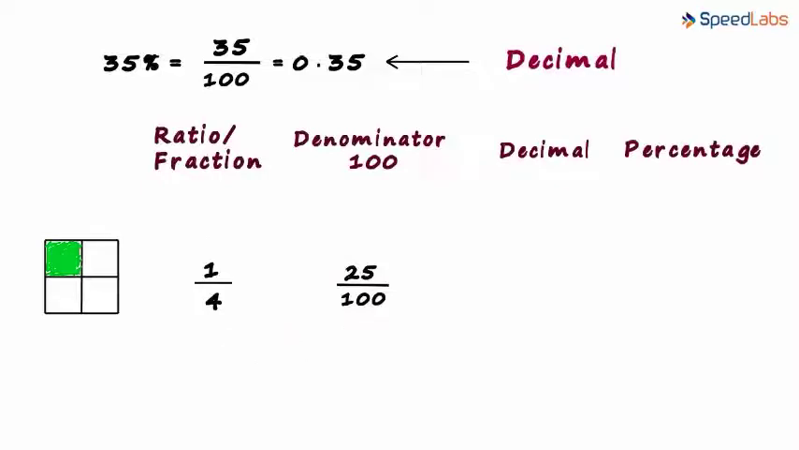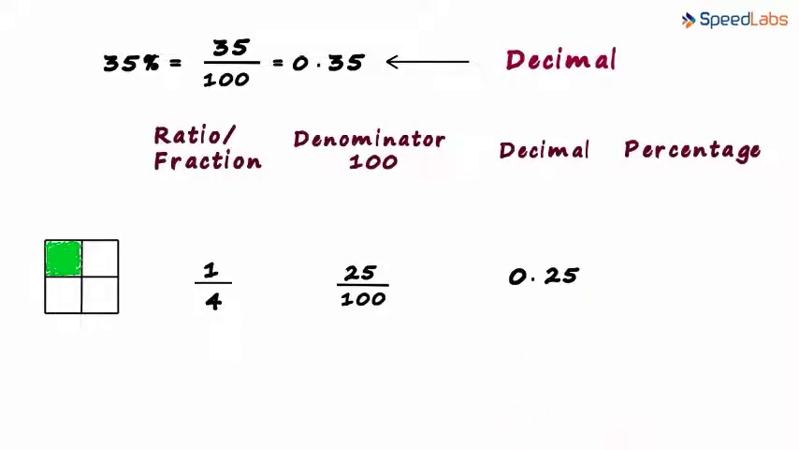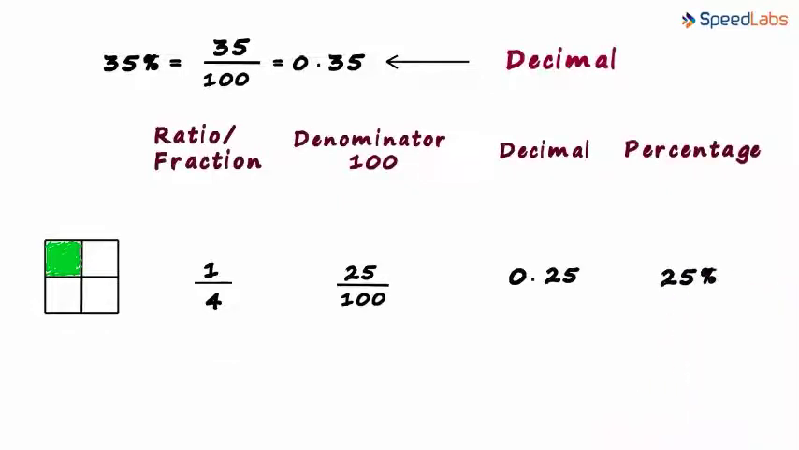In decimal terms, it can be written as 0.25. And this is equivalent to 25%. So 25% equals 1 by 4, 25 by 100 and 0.25. Even one part out of 4 parts means 25%. It does not have to be only out of 100 parts. Let us do it again.